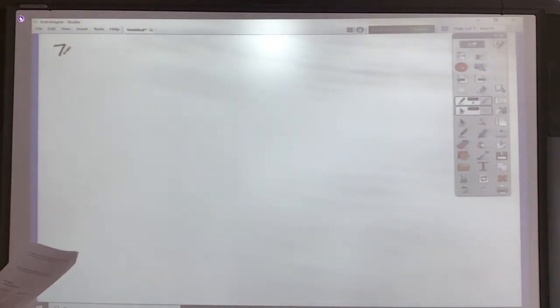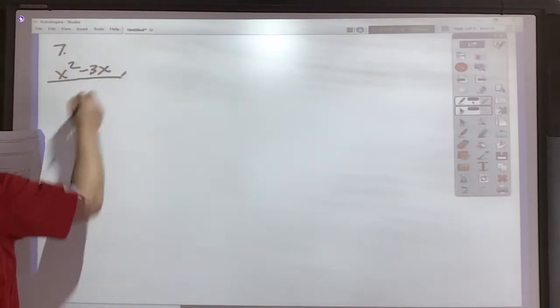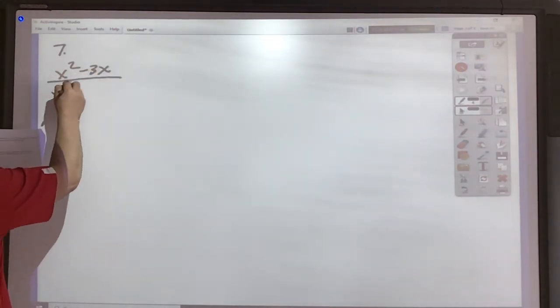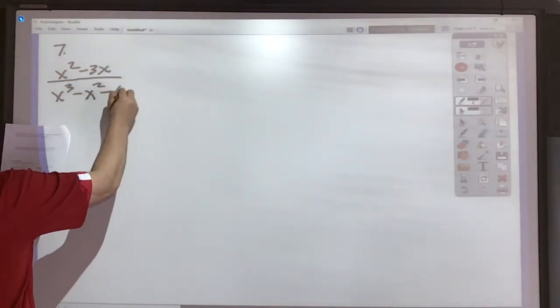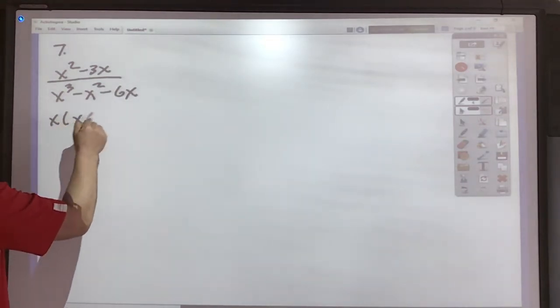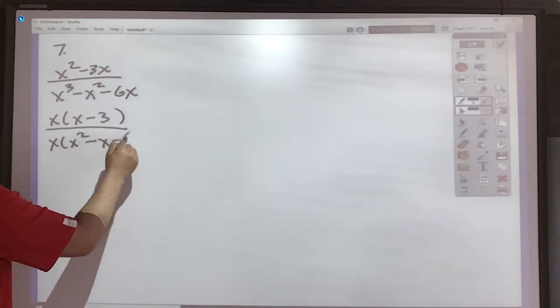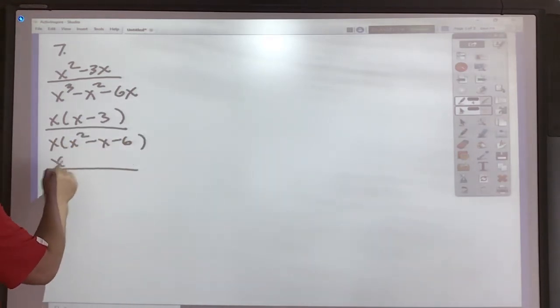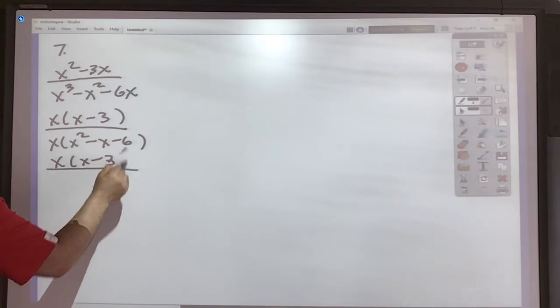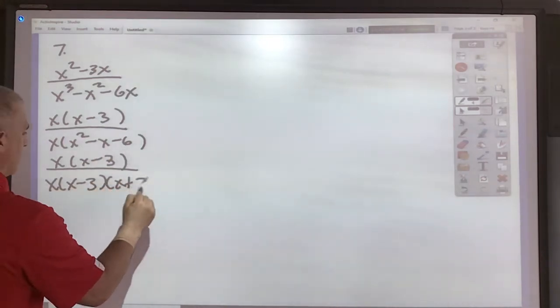Question number 7, I got x squared minus 3x, okay? x cubed minus x squared minus 6, okay? So in both of those, I would take out an x. This would be x minus 3. Take out this x, this would be x squared minus x minus 6. So that top part would be x minus 3. This bottom would be x minus 3, x plus 2 if I factored it, okay?